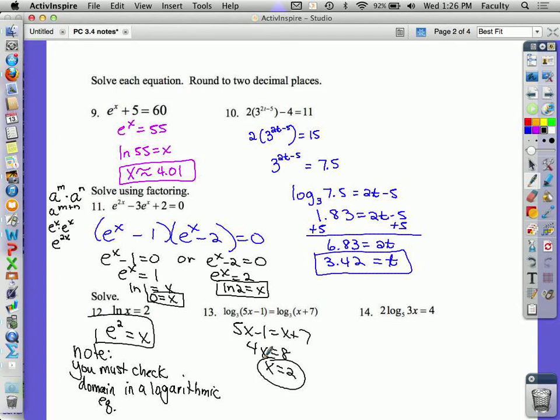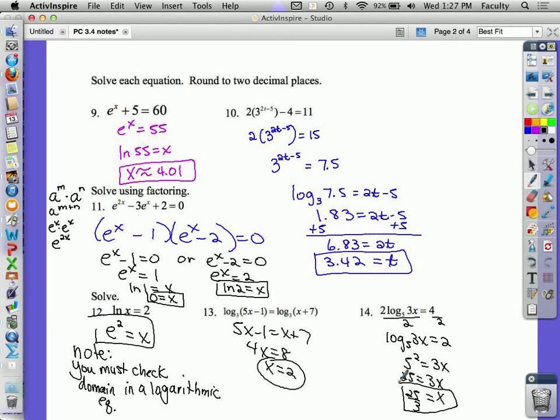Number 14, if I have 2 times the log of 3x base 5 equals 4, I cannot rewrite this in exponential form because the logarithm's not alone. So you can divide by 2 and get the log of 3x base 5 equals 2. And so 5 squared equals 3x. So x is 25/3. Remember to check your domain, that's okay. Now there was a second way to solve this one. Was there anybody else who was starting it and thought, oops, I was going to do it a different way?